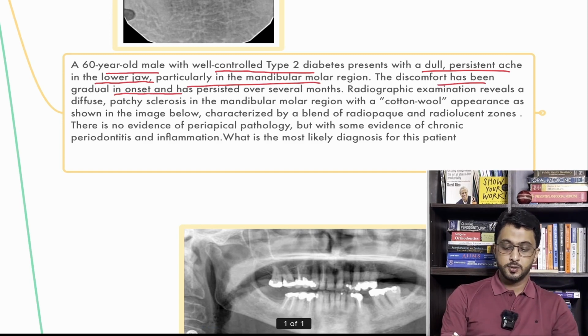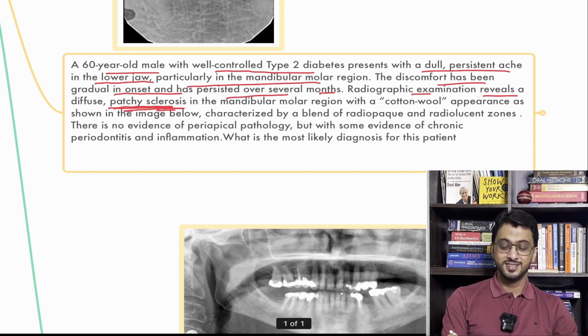It has persisted over several months. Radiographic. What I've seen personally, when we wrote the exam in our first attempt, we were not very confident, and during that period we used to make this mistake. So it's basically learning from our mistakes, learning from other toppers' mistakes, you're getting this advantage. Now, radiographic examination reveals a diffuse patchy sclerosis. Now this is a key point. If it doesn't click for you, it's okay.